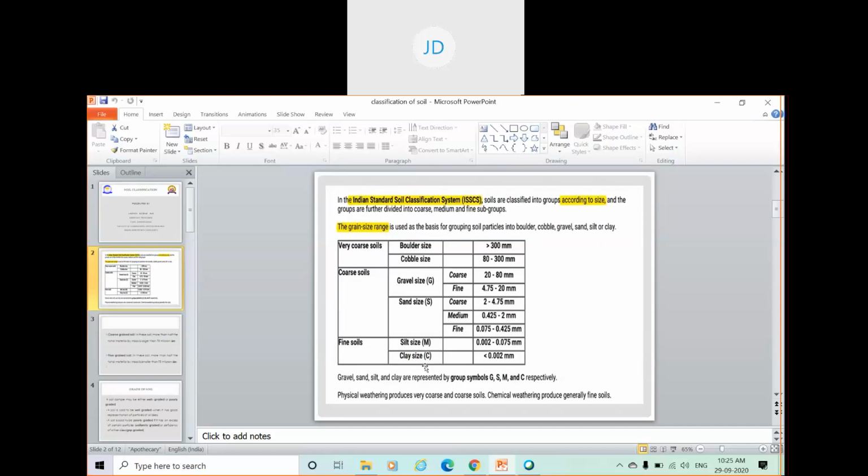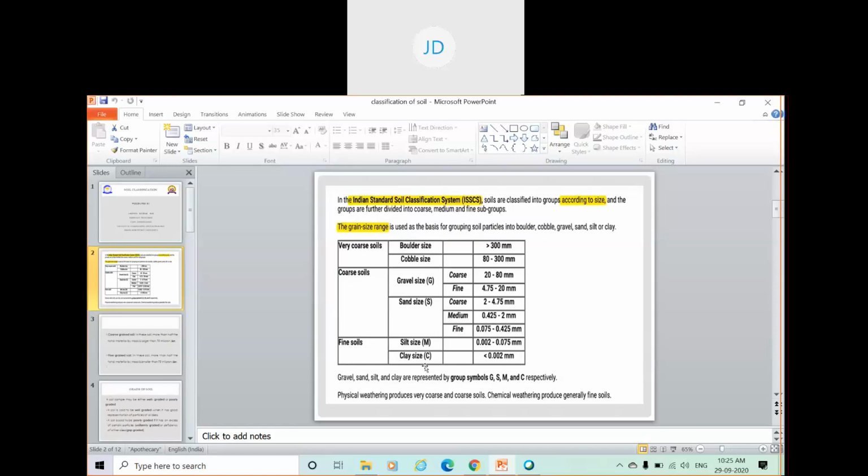Till now, we have discussed classification of soil, or different types of soil, based on origin. Based on origin, we have two types of soil: transported soil and residual soil. But based on particle sizes also, the soil particles are classified under different types. As you know, in nature soils are present in different shapes and sizes, so based on the sizes they are also classified under different types.